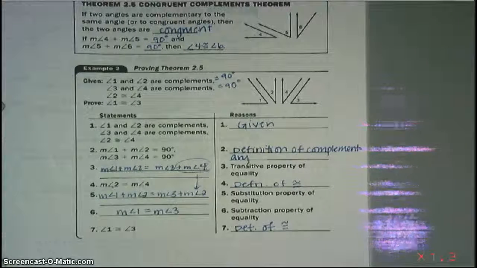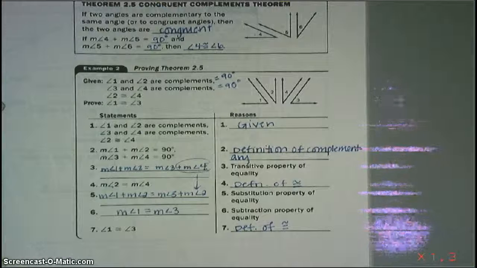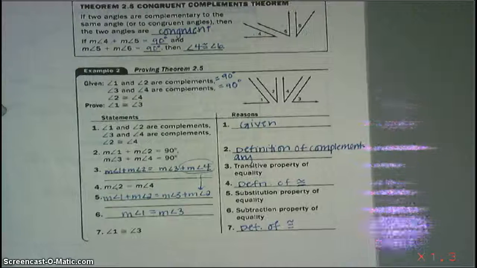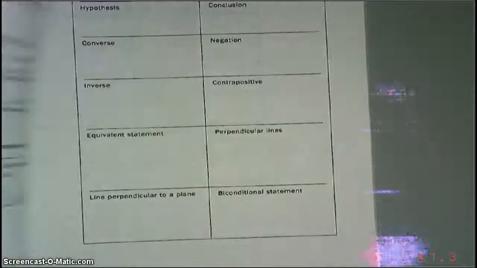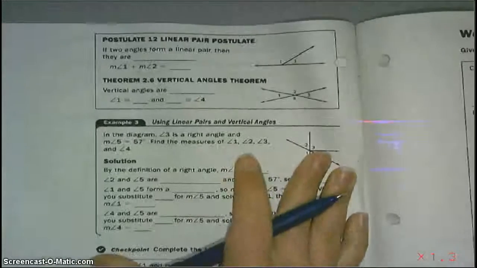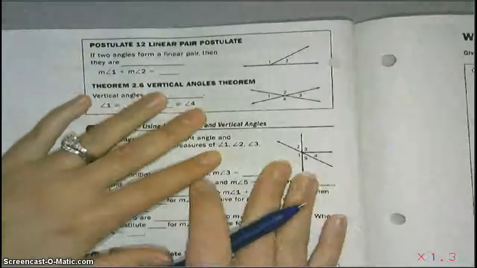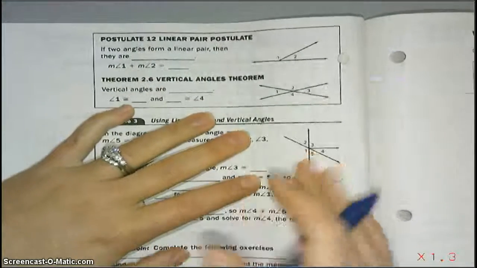So there you have it, your first angle proof. On the back, we are going to probably do one more. The next one is actually pretty great because we've already talked about linear pairs and vertical angles. If you guys remember, in the last chapter, we talked about linear pairs are supplementary.